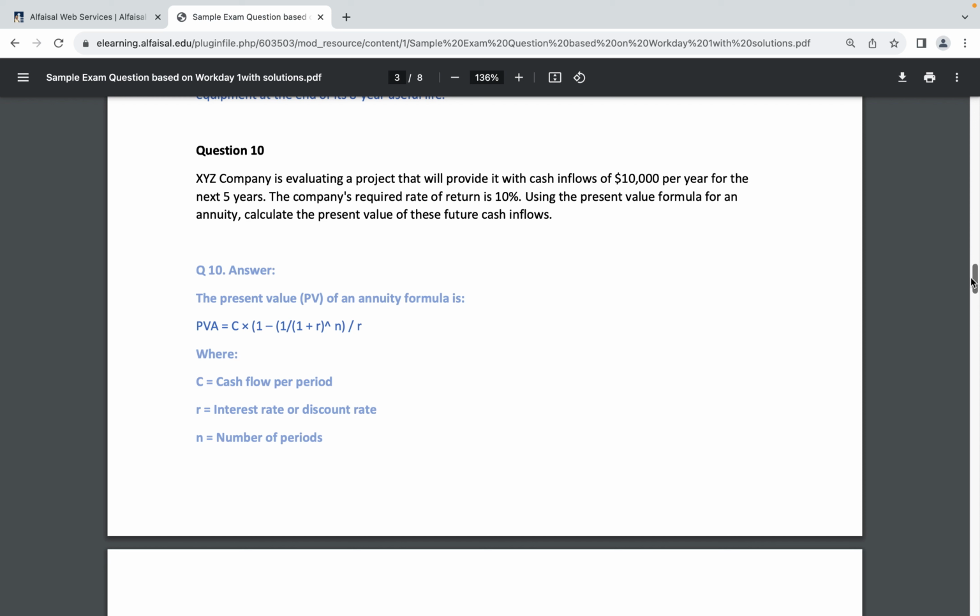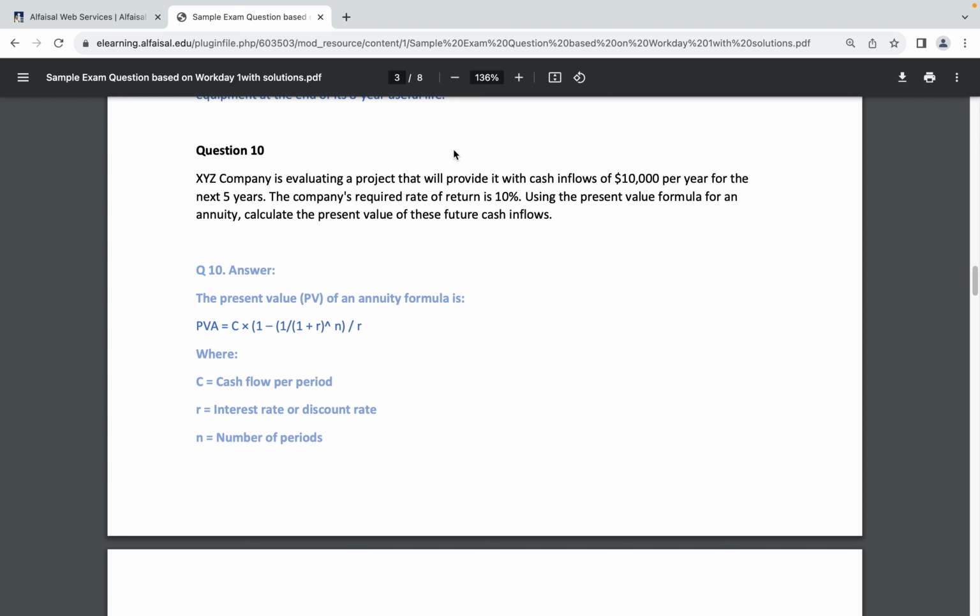Okay, so our present value annuity formula, as we talked about earlier. We have to establish first of all what C is, what R is, and what N is. And we see that it's 10,000 per year. The rate of return is 10%. We assume it's annual unless told otherwise. And we're told that it's 5 years. So everything stays in years.